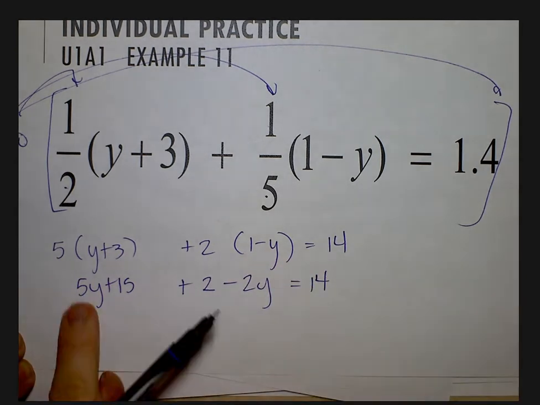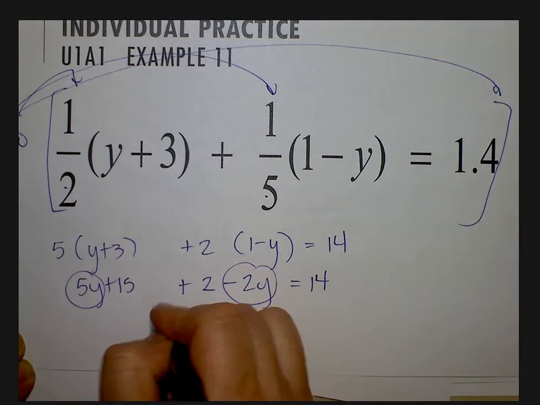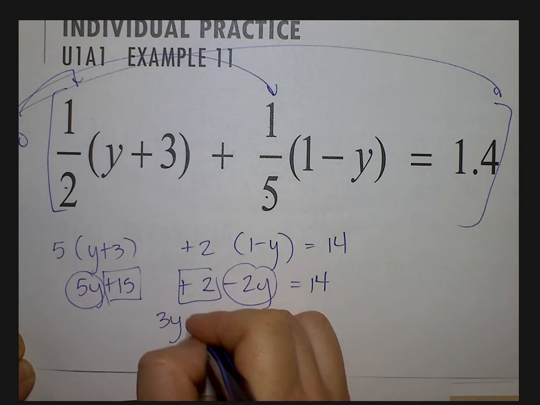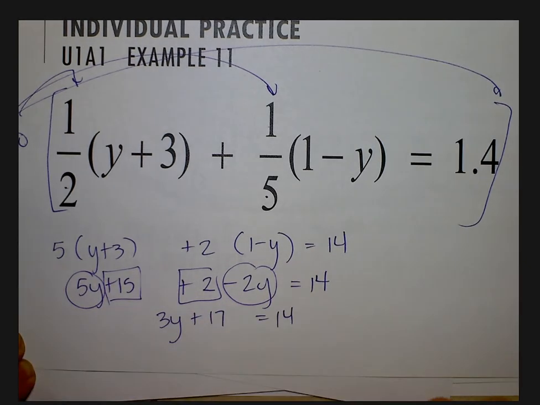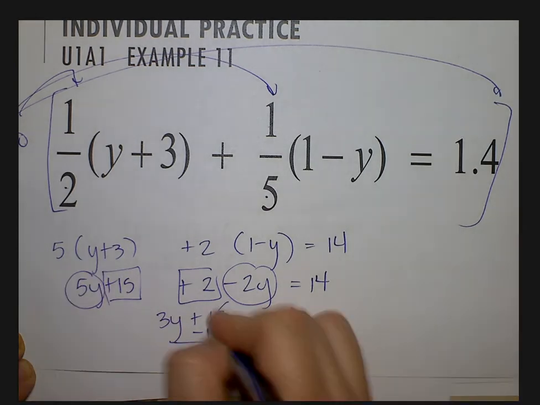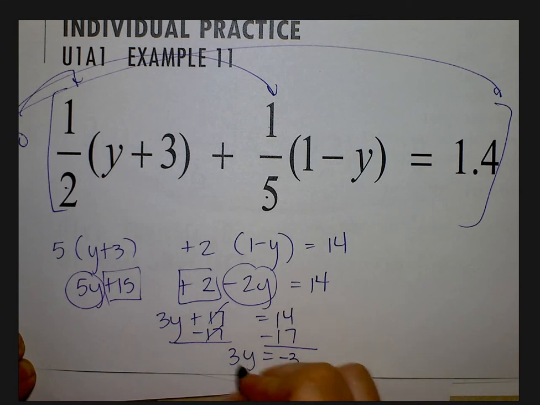and combine like terms. 5y subtract 2y is 3y. And 15 and 2 is 17. Subtract. 3y equals negative 3. Opposite of multiplying is dividing. And y equals negative 1.